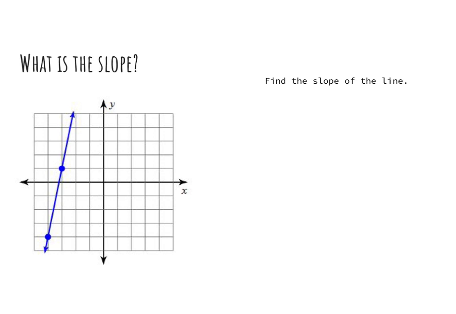In order to graph lines, we also need to recall what is slope. So slope is rise over run, and we usually use the letter m to represent slope.